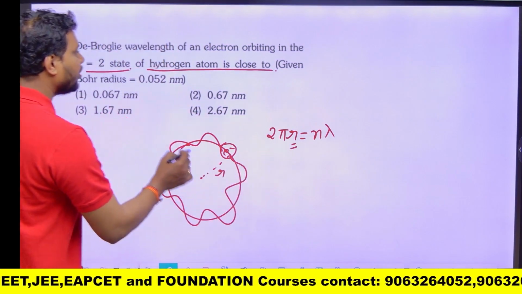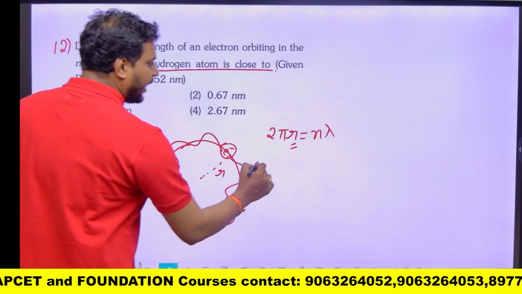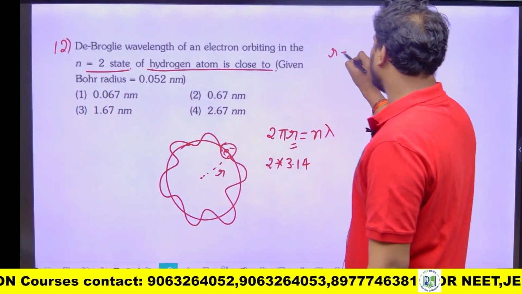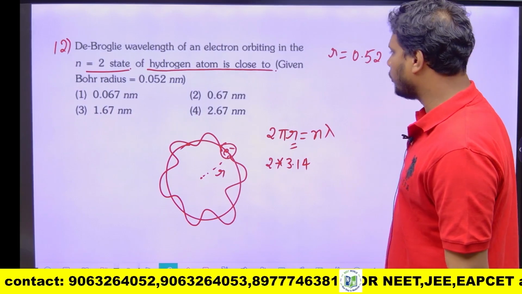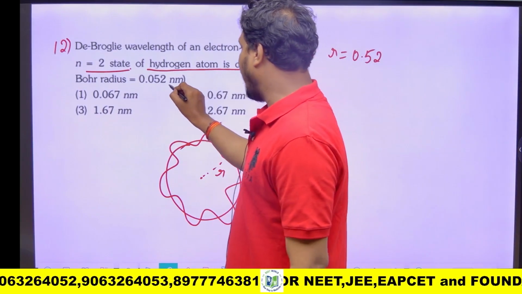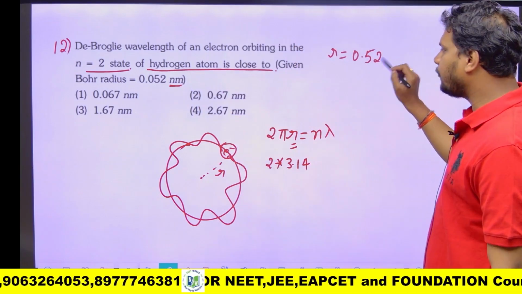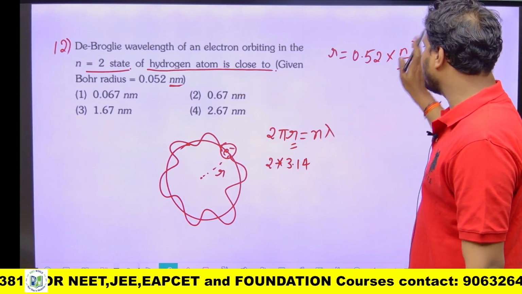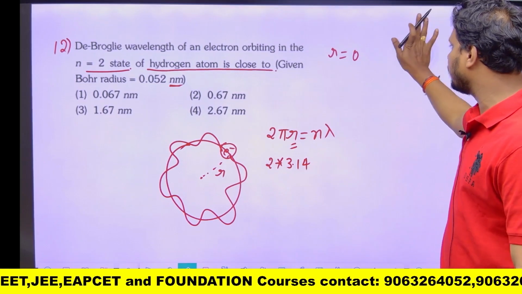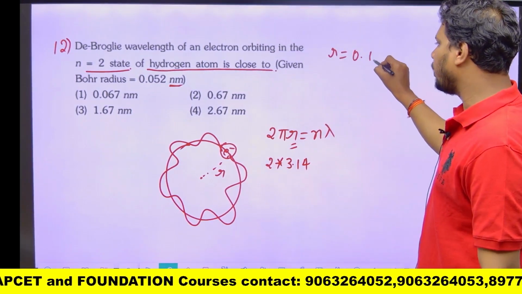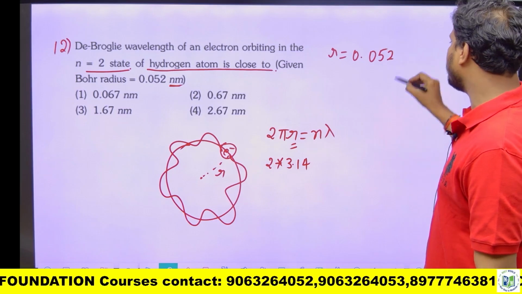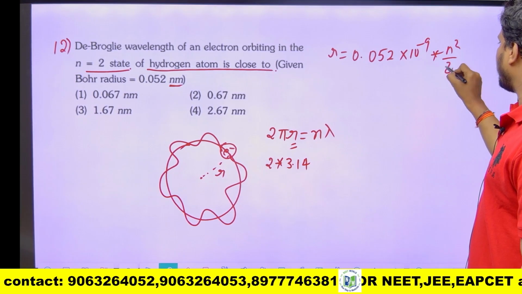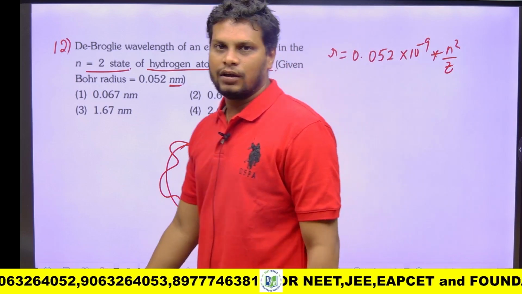And here r is the radius of the Bohr's orbit. We know that the radius of the Bohr's orbit is r equal to 0.529 n square by Z angstrom. They have given the value in nanometer, as 0.052 nanometer, where nano means 10 to the power of minus 9, into n square by Z, where n is the number of the orbit and Z is the proton number.